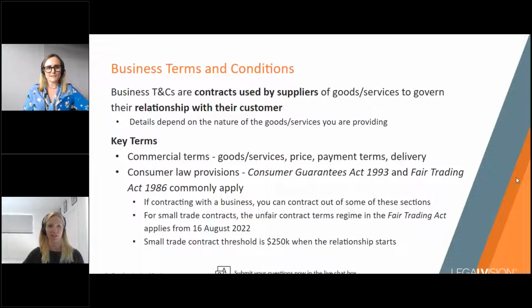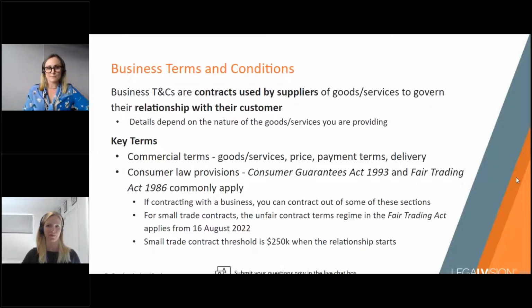All right. So I think we'll turn to business terms and conditions. That's a fairly broad and generic term, but essentially business terms and conditions refer to the contract that governs your relationship with your customers. What that contract will look like depends on the nature of the goods and or services that you provide. For example, you might have a supply agreement if you're supplying goods, or a SaaS agreement if you provide software as a service.